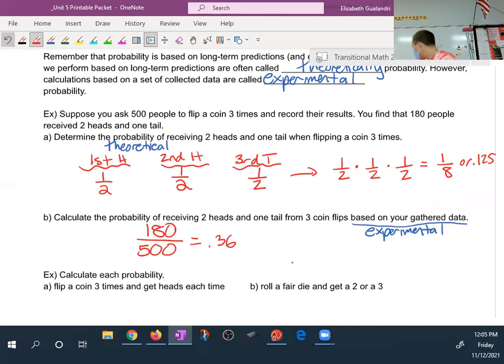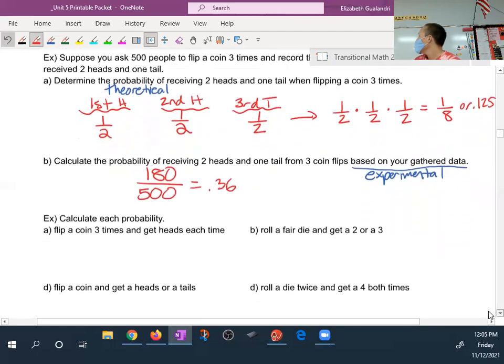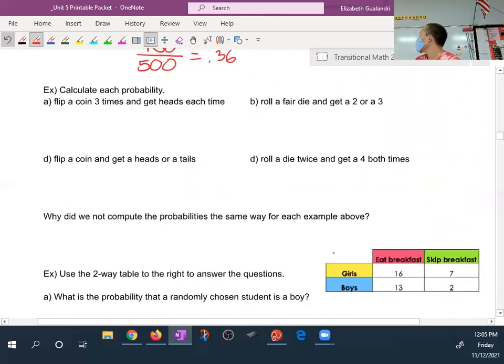Just like the fact that I got a 2 here was a shot in the dark that actually happened, but it happens. It's not going to happen all the time. So that's experimentally, but the more people we polled, the less likely it is to be that far away from that 12.5%. Now, calculating some probabilities, and we're going to talk about the difference between each of these.